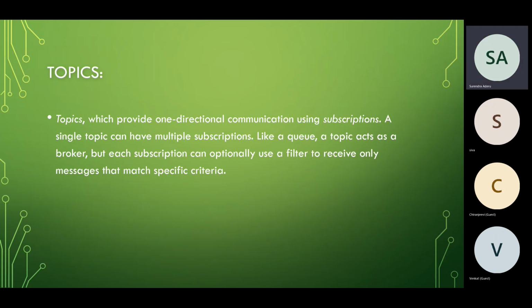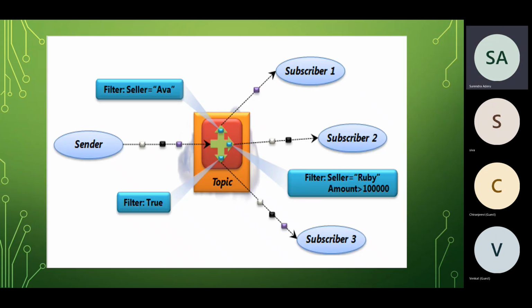giving the filter mechanism. Let's say here the sender is sending messages. The messages are there in the topic. If you could see the first subscriber, that's nothing but the first receiver, is receiving messages with the filter: seller name is equal to Ava. Then your message is delivered to subscriber 1. Got it? Second filter is seller is equal to Reby and amount is greater than a lakh. Then your message is going to be delivered to subscriber 2. Third is the filter mechanism is true. For example, that message will be delivered to subscriber 3.